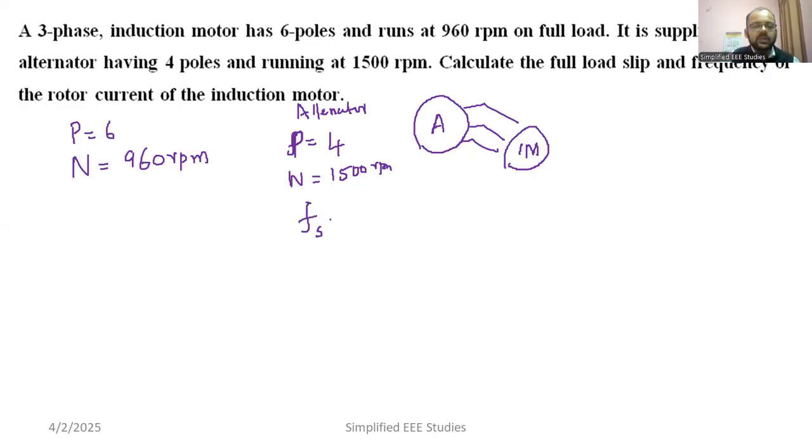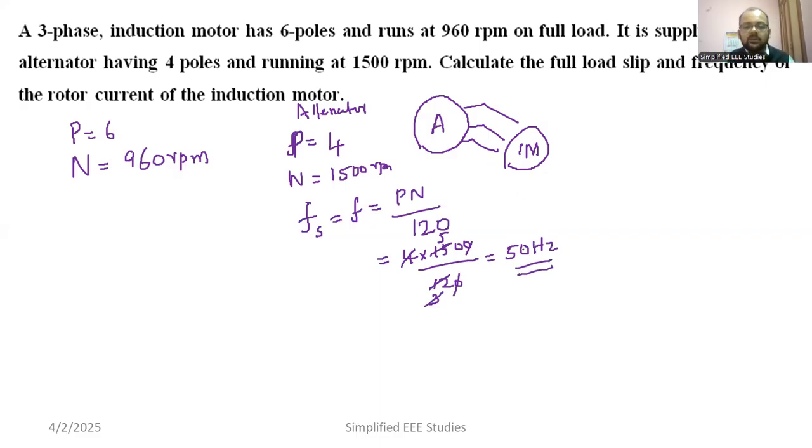Therefore, we can calculate the supply frequency. F is equal to P n divided by 120. That is the frequency of the alternator. What is the number of poles of the alternator? 4. That should be multiplied with the speed of the alternator, 1500 RPM, divided by 120. Please simplify. So it becomes 50. Therefore the alternator is giving power at a supply frequency of 50 Hertz. So you can note down the frequency is equal to 50 Hertz. Understood now?